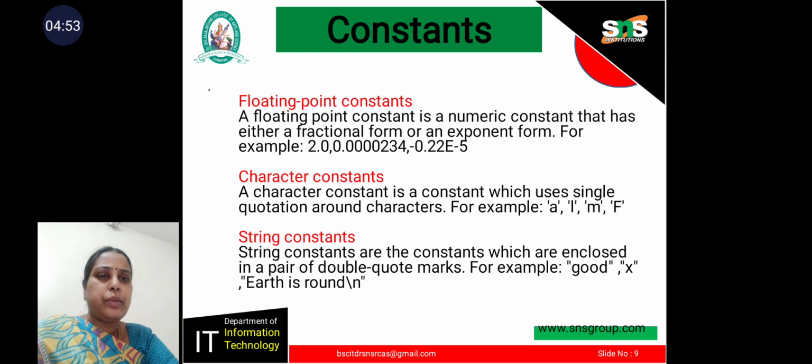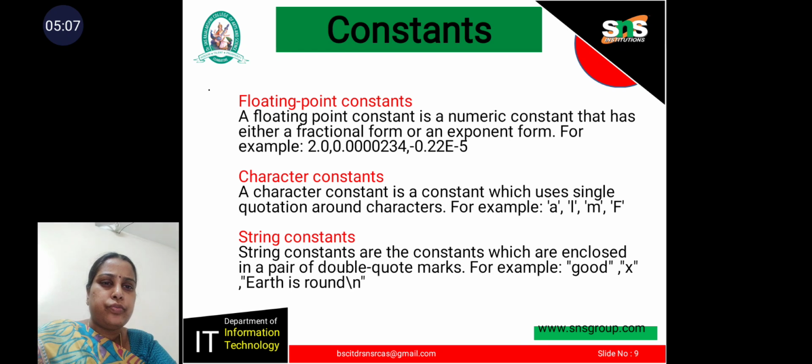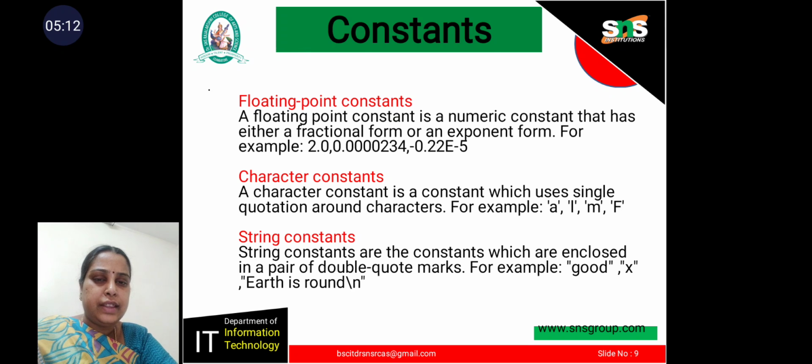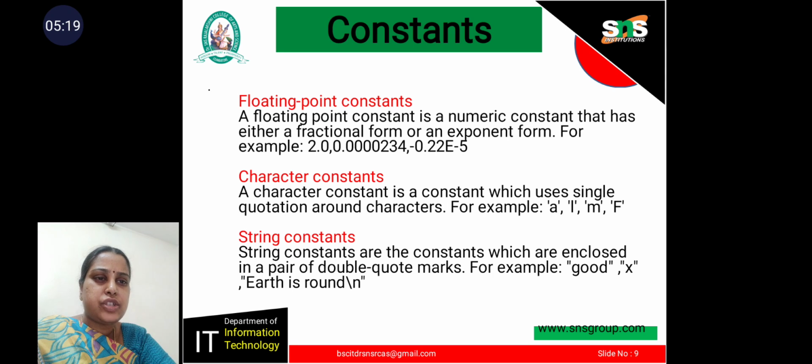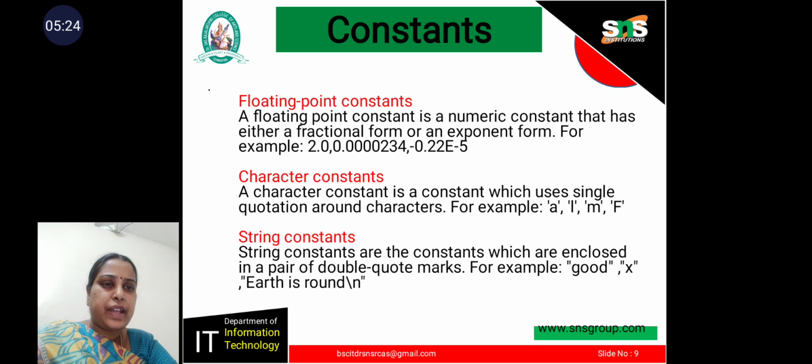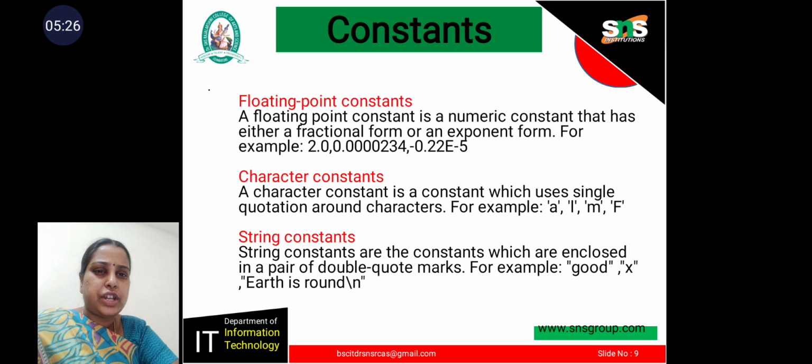Next type is floating point constants. A floating point constant is a numeric constant that has either a fractional form or an exponential form. Example, 20.50, 30.50. We can write any number with a decimal point, and that is considered a floating point constant. Next, character constant. A character constant is a constant which uses single quotation around the character. Example, 'A', 'I', 'M' with single quotation.